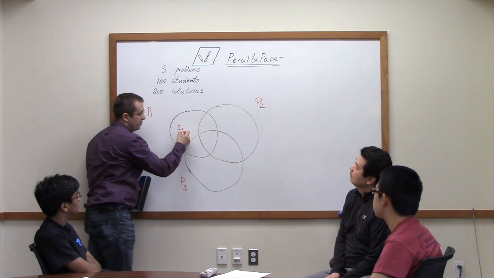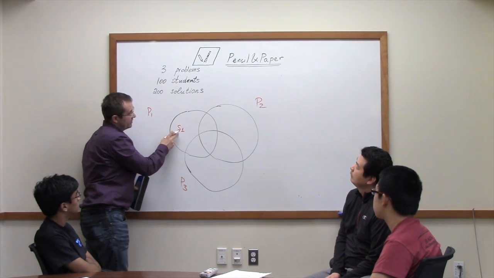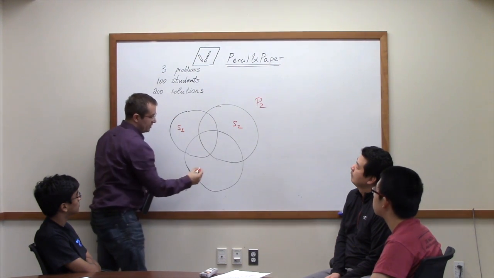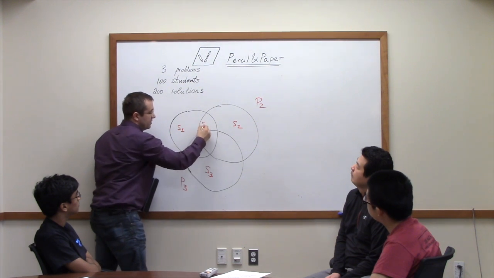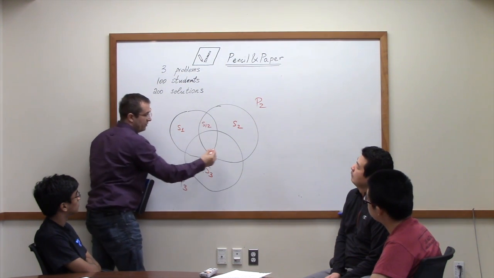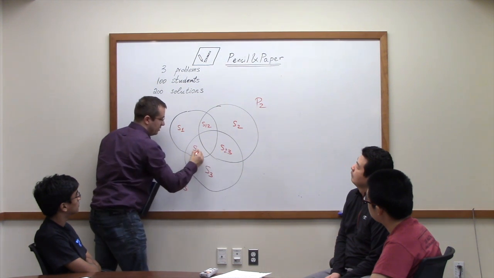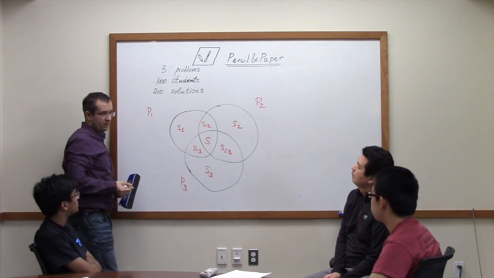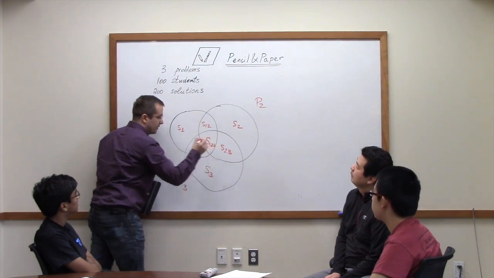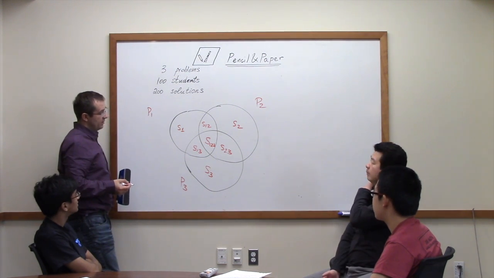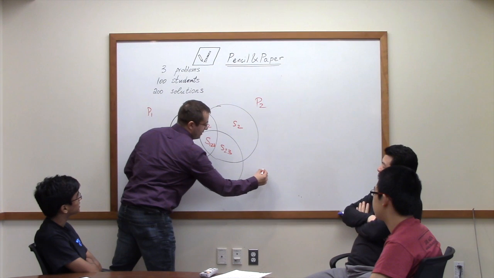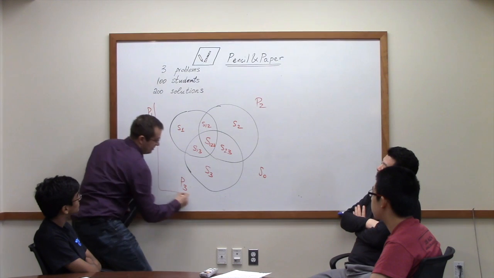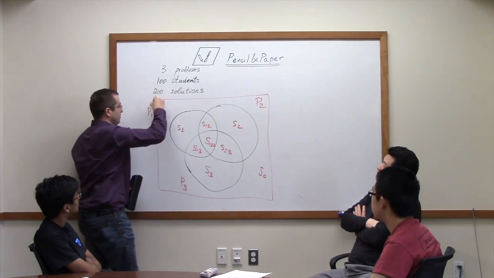Let's say S1 will be people that solve only problem 1, S2 will be people that solve only problem 2, this is S3. This will be S12, people that solve both 1 and 2. And let's say S123 will be people that solve all of them. And there are people who solve nothing, S0. Yes, so this is our Venn diagram.